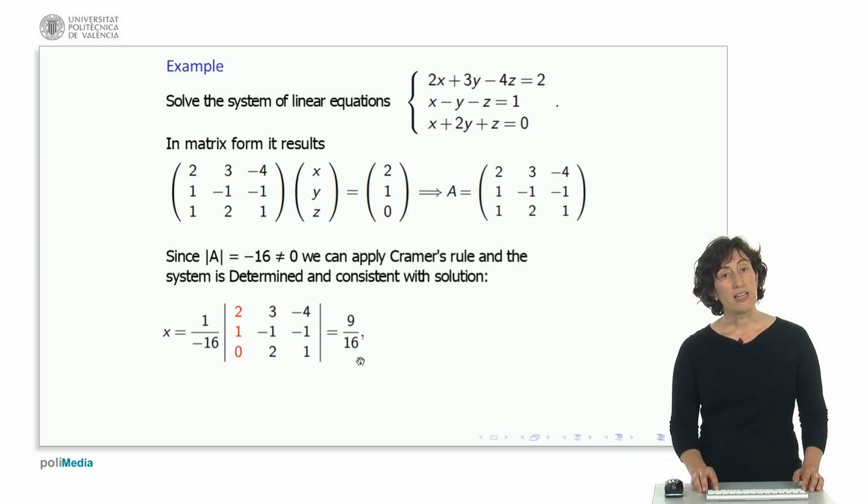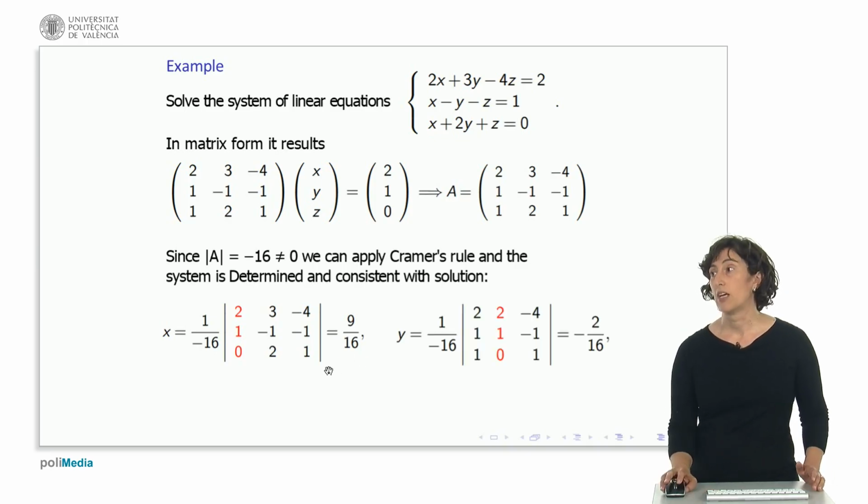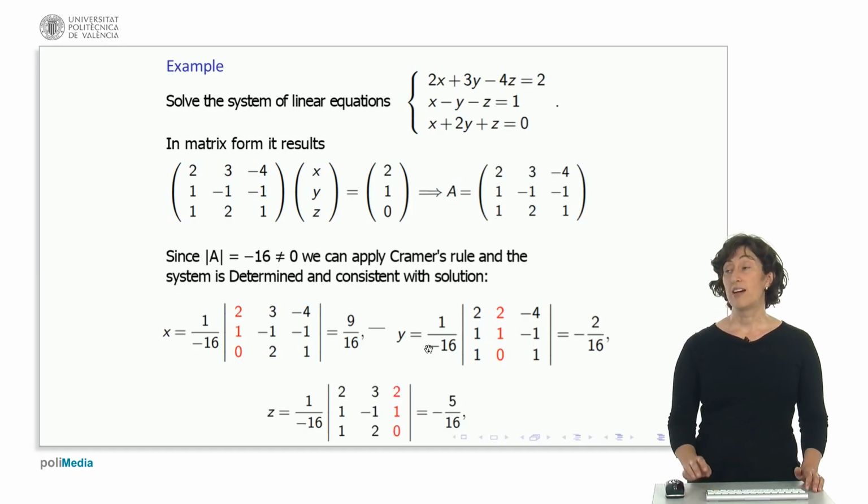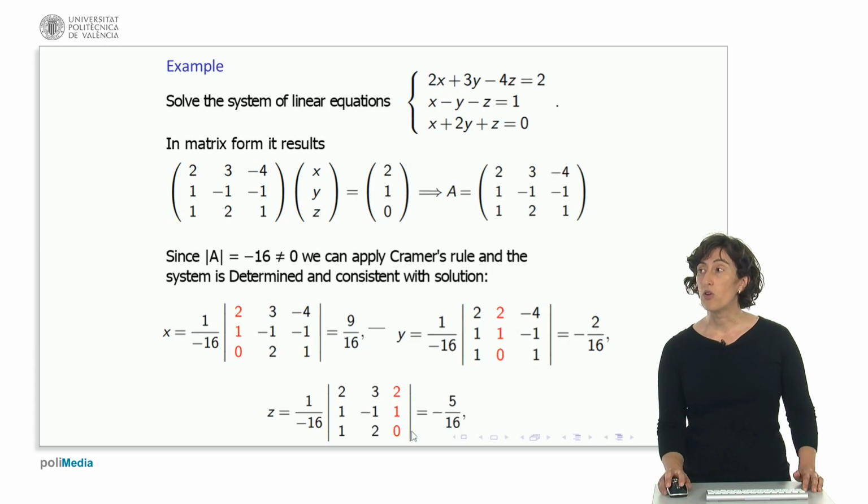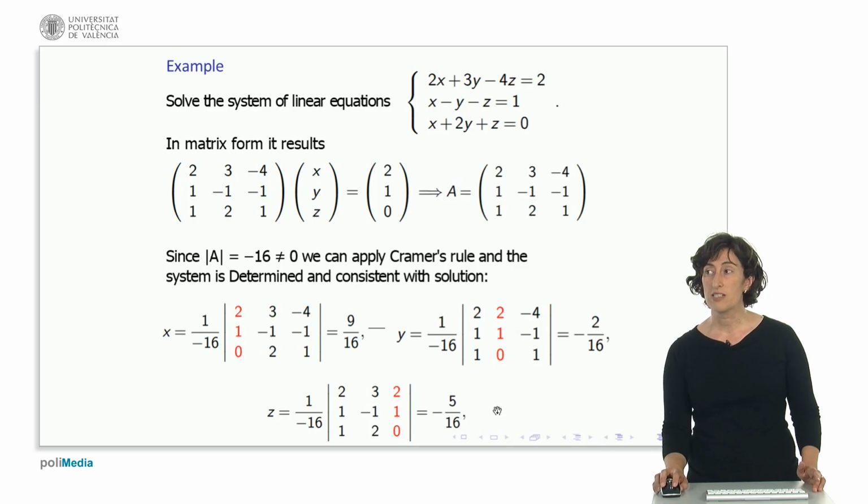Let's go with the y. The y is the second variable, with which I'm going to have to replace the second column. I'm going to have to eliminate it and put the 2, 1, 0. I calculate this determinant and I get 2, so minus 2 divided by 16. That is what the y value is. And the last, the z, is the same. I take the last column and replace it with the 2, 1, 0, which is the vector of independent terms. I remove this one here. This determinant, because of the rule of Sarrus, is worth 5. Then the z is worth minus 5 divided by 16.